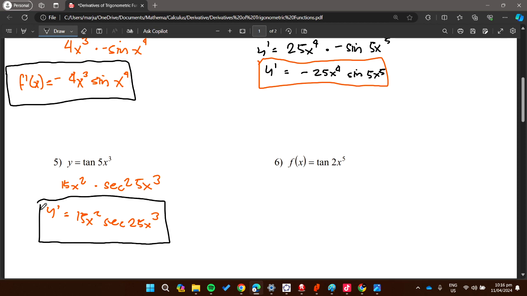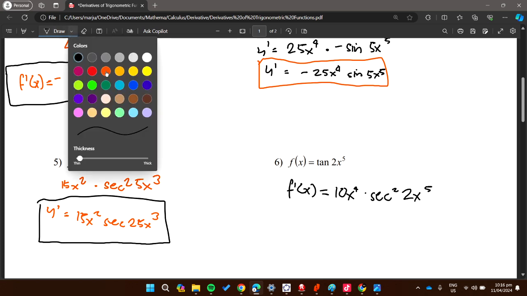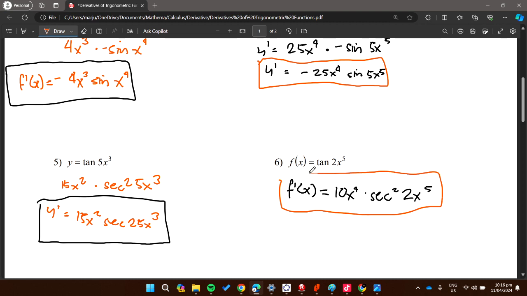Alright. What about number 6? So let's do f prime of x. Again, take the derivative first of 2x to the 5th power. That will give you 10x to the 4th power. Multiply it by the derivative of tangent, which is secant squared. So we will write secant squared of 2x to the 5th power. And again, this will be your final answer. Very straightforward.